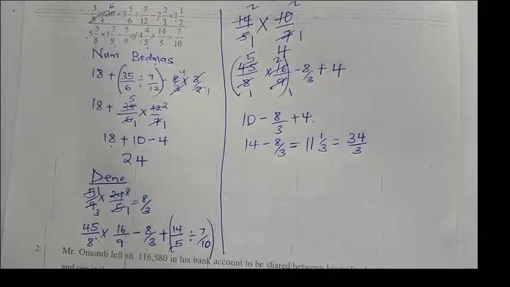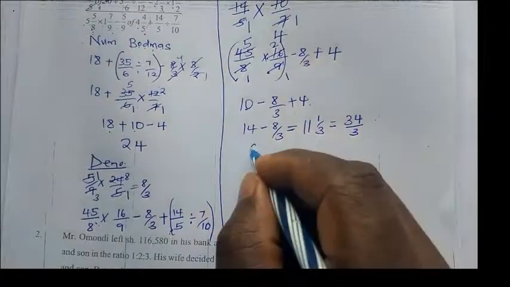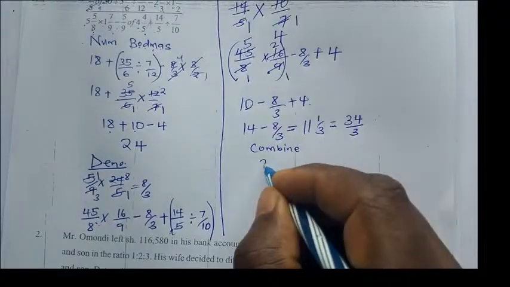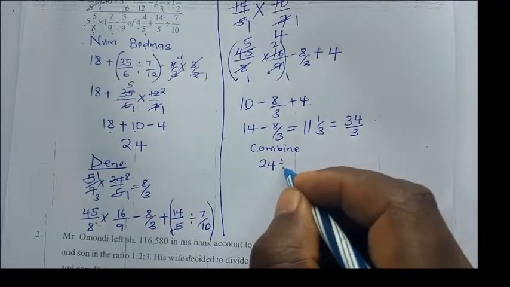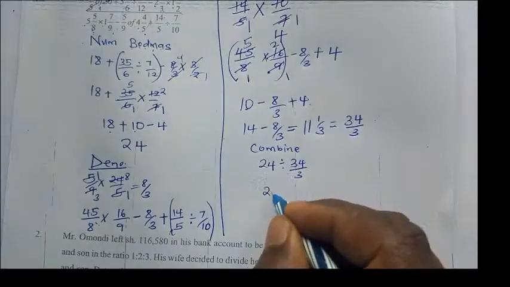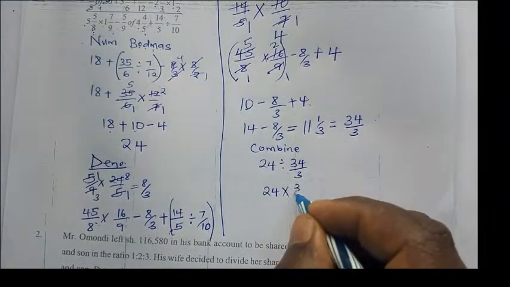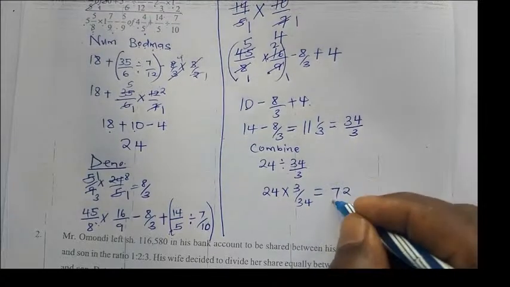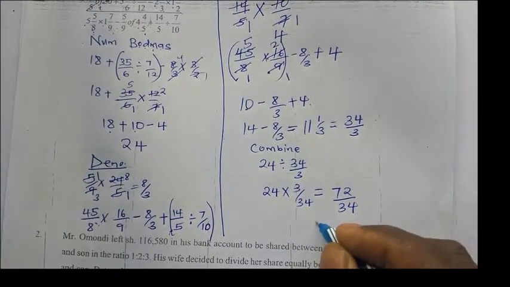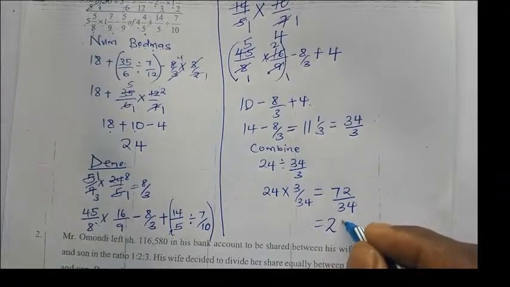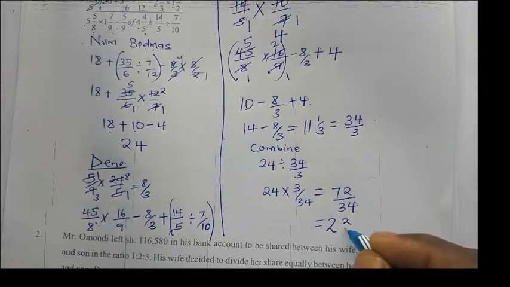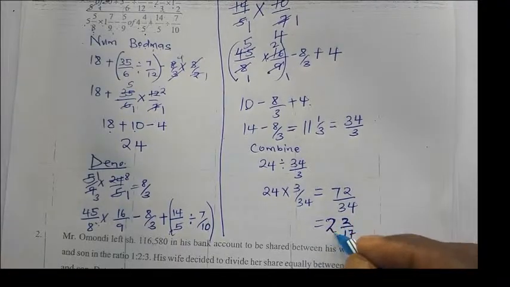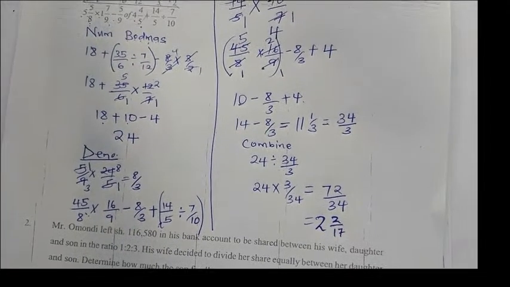Now we have the denominator and the numerator. Now let's combine them. 24 divided by 34 over 3. This is the same as 24 times 3 over 34. And the answer is 72 over 34. And this is the same as 36 over 17. That's how you do it, step by step.